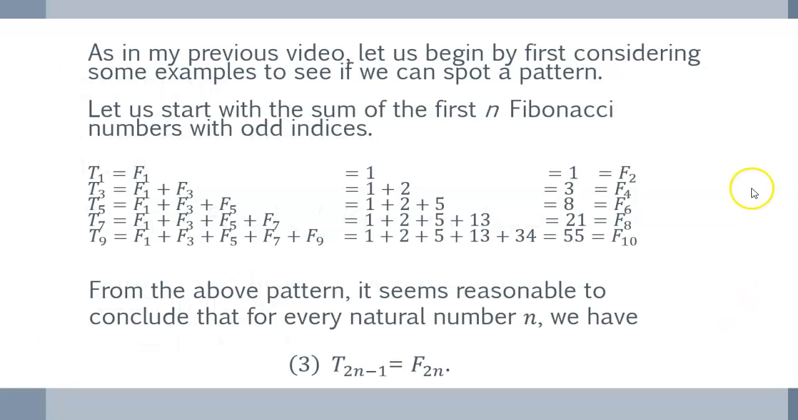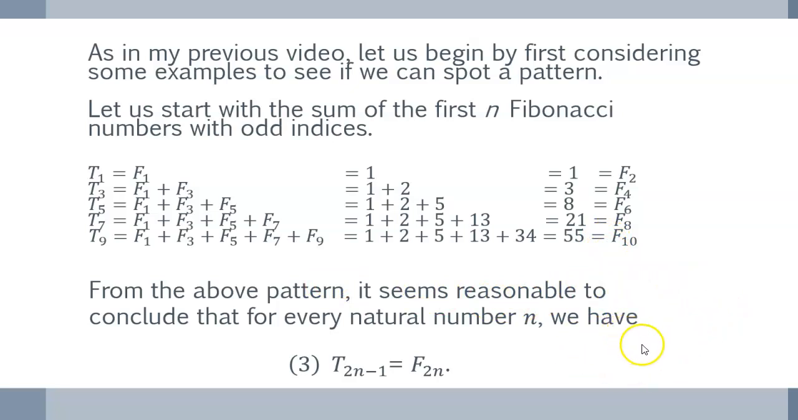And as in my previous video, let's begin by considering some examples to see if we can spot a pattern here. So we start with the first n Fibonacci numbers with odd indices, and when n equals 1, we get T1 equals F1, which is 1, which happens to be F2. For T3, which is F1 plus F3, that's going to be 1 plus 2 or 3. That happens to be F4. Similarly, T5 turns out to be F6. And I think you can see the pattern here. T7 is F8, T9 is F10. You can check these yourself, but I do all the math here.